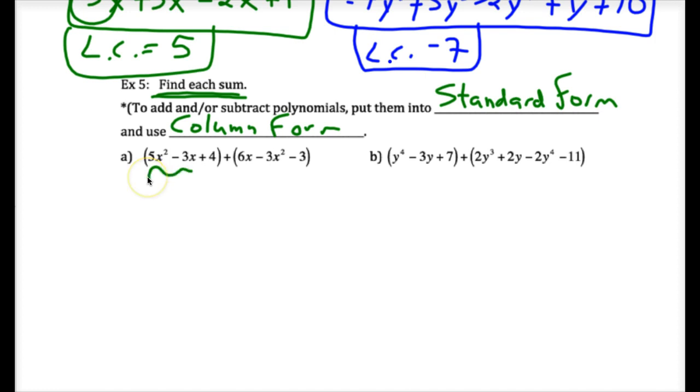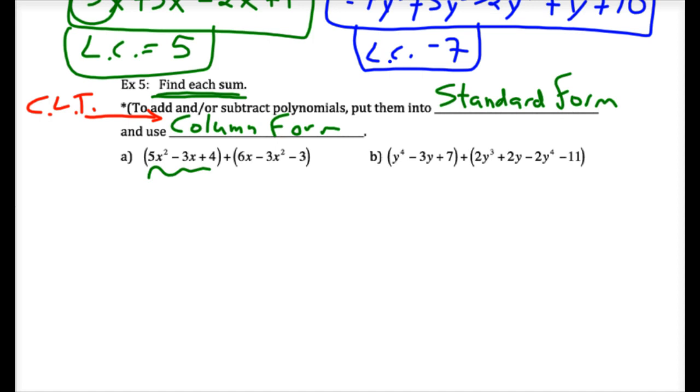We're going to add them in column form. All right. And they usually put parentheses around the polynomials. Okay? Basically, guys, this is a lot like combining like terms, but we're going to do it in column form. Is that first given polynomial in standard form?